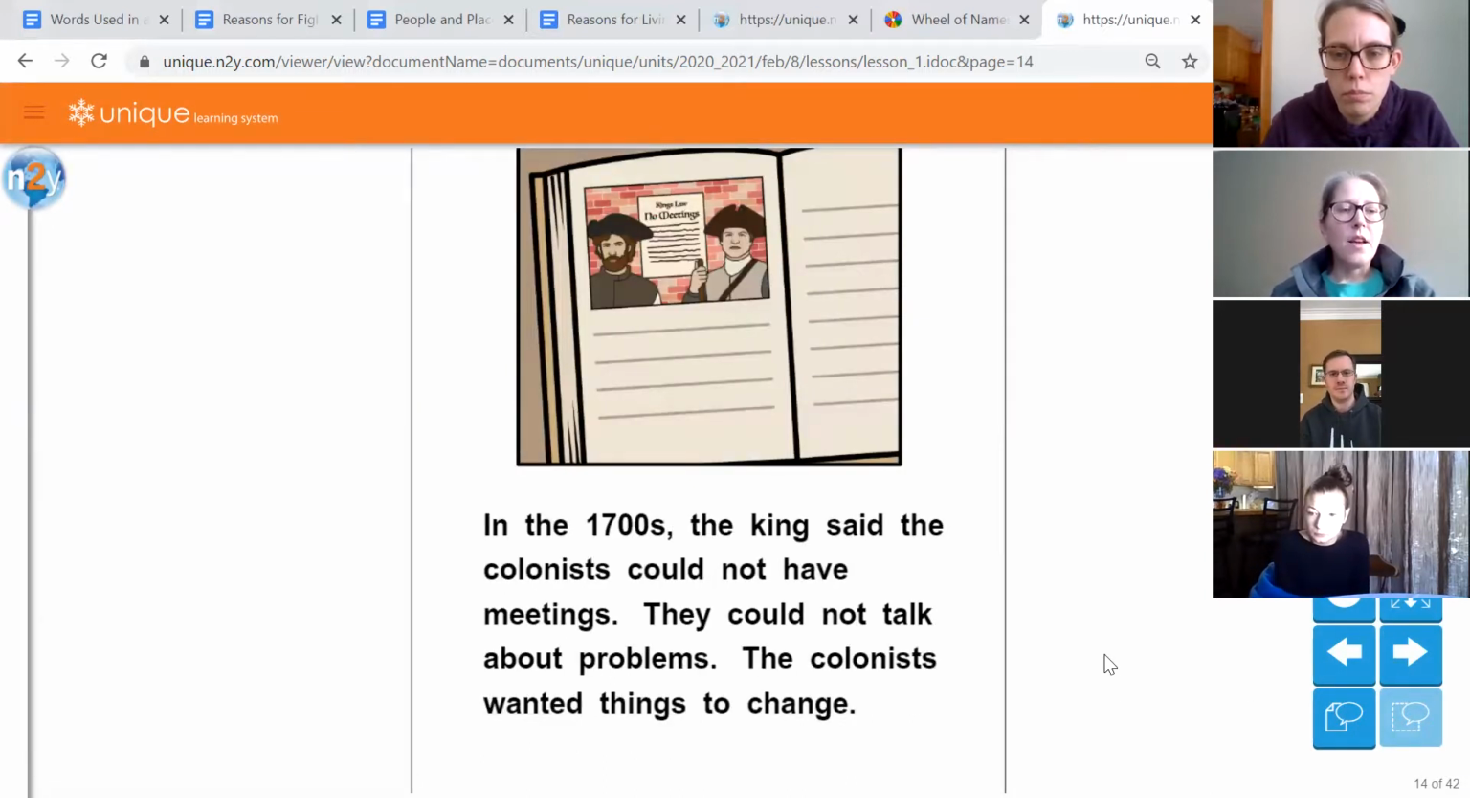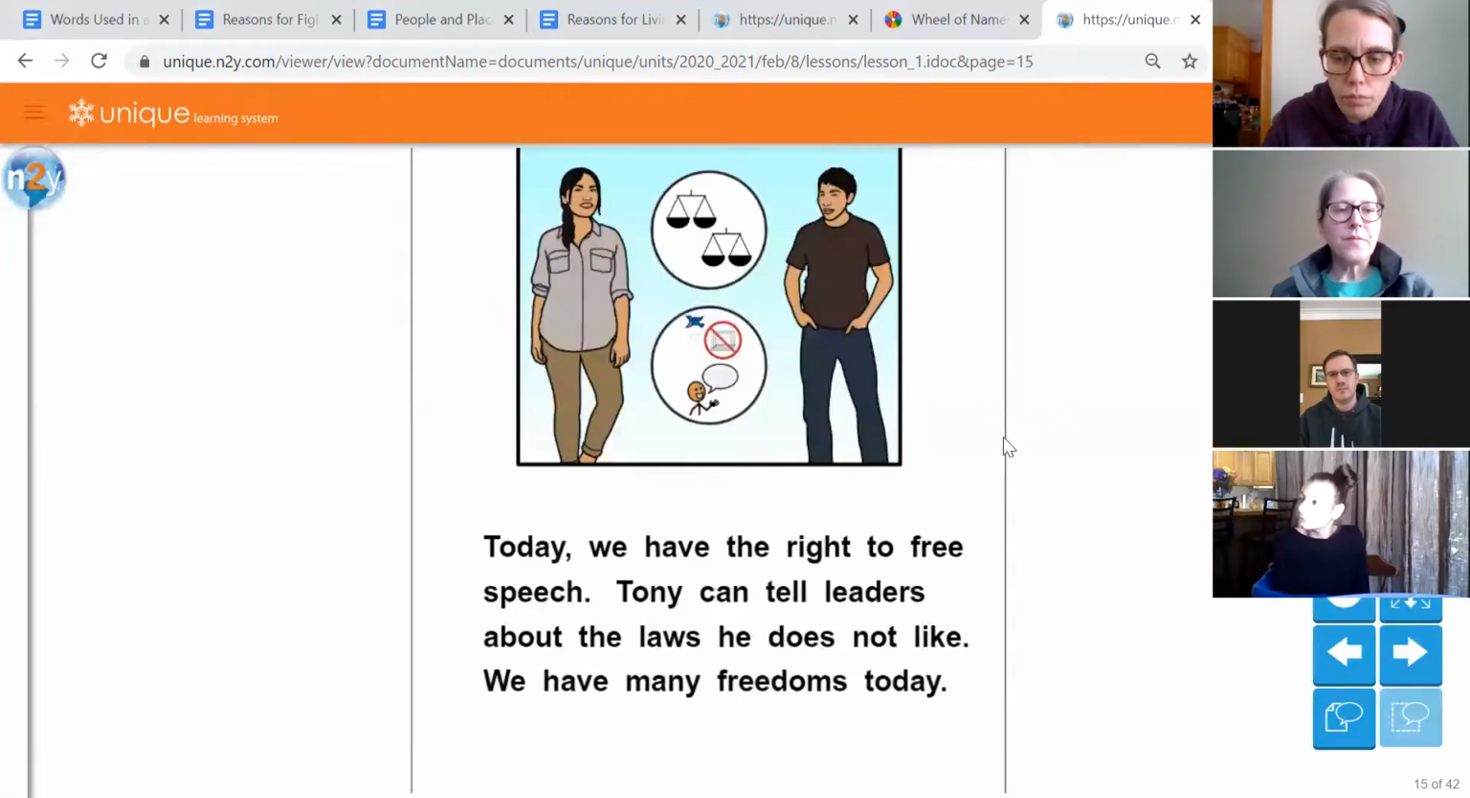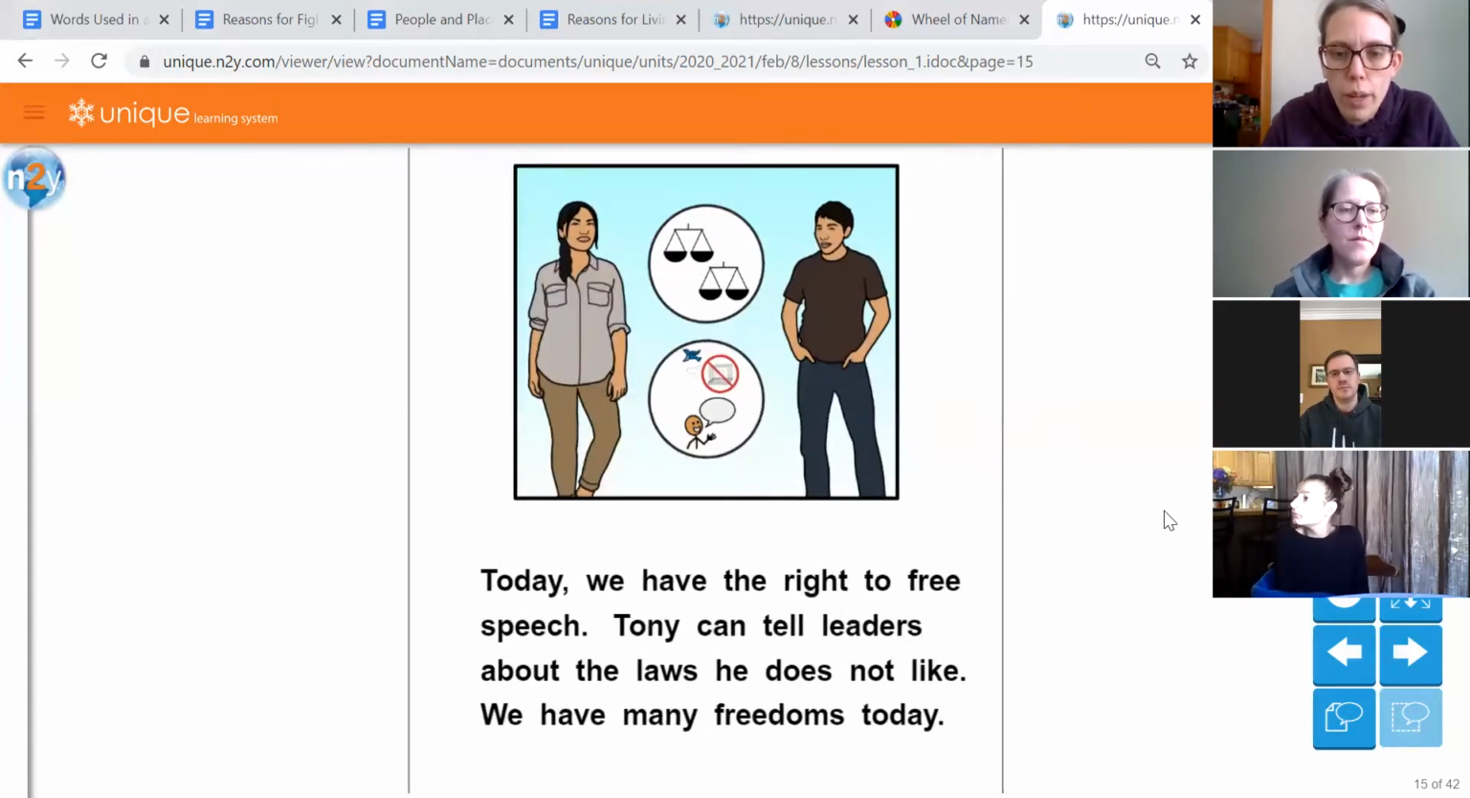In the 1700s, the king said the colonists could not have meetings. They could not talk about problems. The colonists wanted things to change. Today, we have the right to free speech. Tony can tell leaders about the laws he does not like. We have many freedoms today.